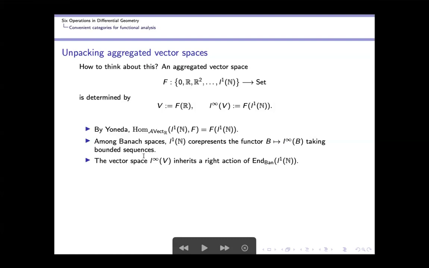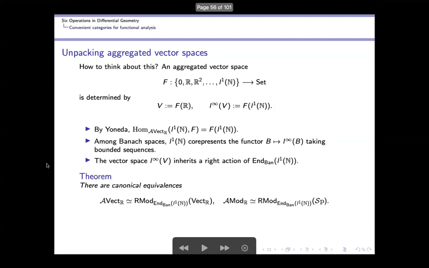This vector space L infinity of V inherits a right action of the endomorphisms of L1. That's just the functoriality of F. That's just the fact that F is a functor, you get this action. And in fact, you only need this action. It turns out that this category of aggregated vector spaces is exactly the same as right modules for endomorphisms of L1. And it turns out that this is actually very simple to understand. It's just right modules for some algebra, the algebra of endomorphisms of L1 in the category of Banach spaces.